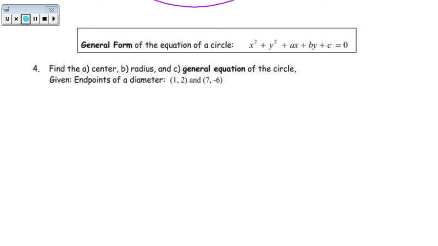So the endpoints of the diameter they're giving us are the points 1, 2. So let's go ahead and figure out the midpoint of that. So the midpoint would definitely be the center.